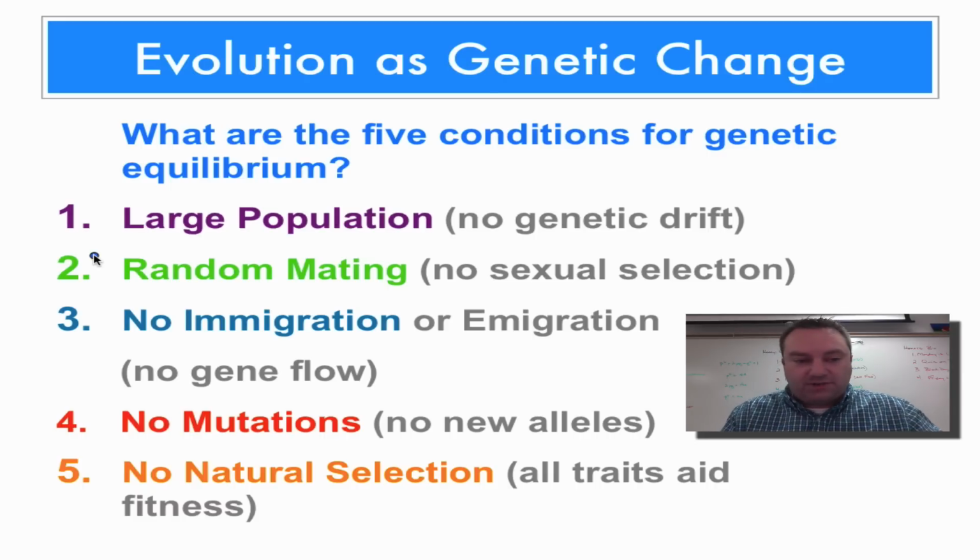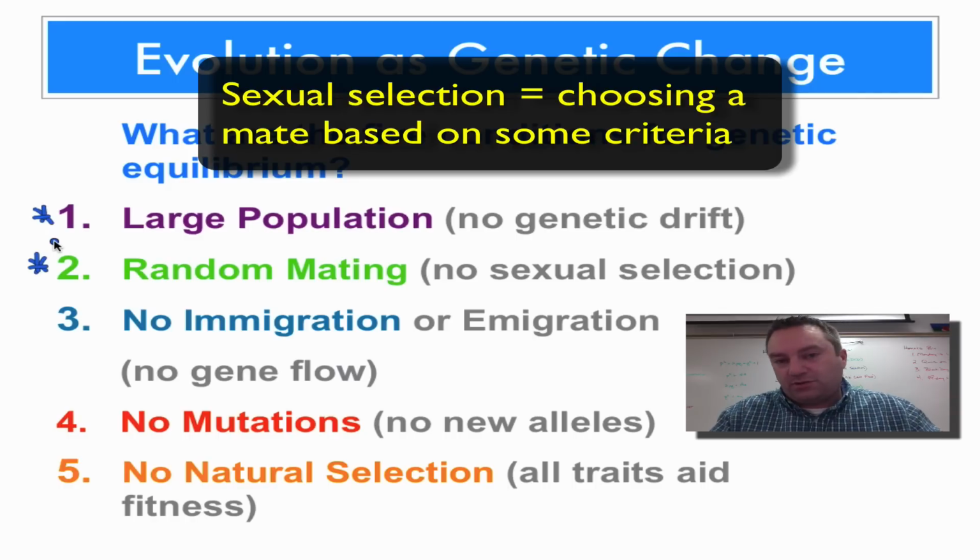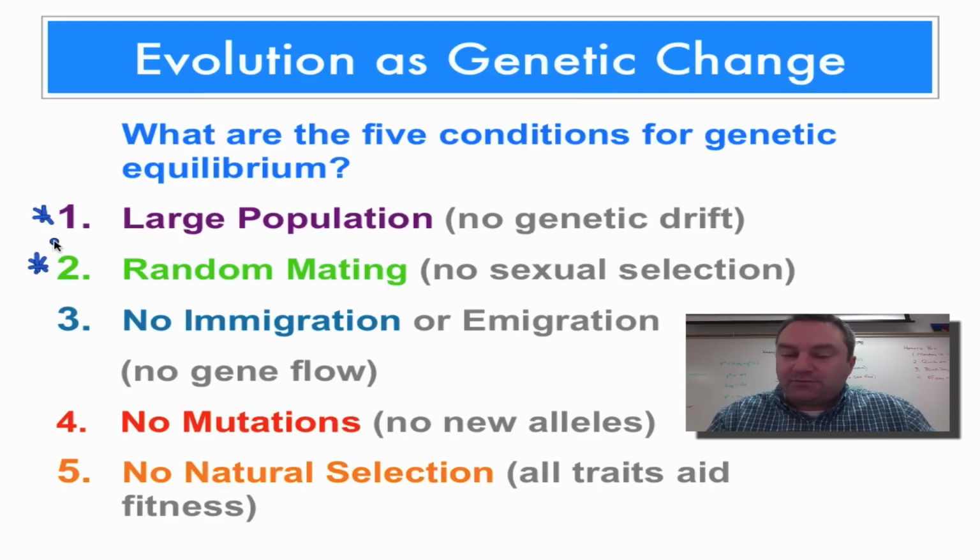The second condition is random mating. And in random mating, that means you're having no sexual selection. So in other words, not one individual, so to speak, is more attractive than another. For example, we won't have any of those mating displays that we see in birds. We won't have any of the rams banging each other's head trying to get mates. We're not going to be fighting over mates. So everybody has an equal chance of having a mate.